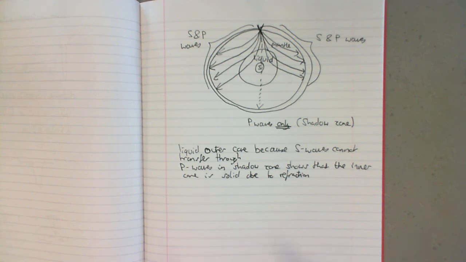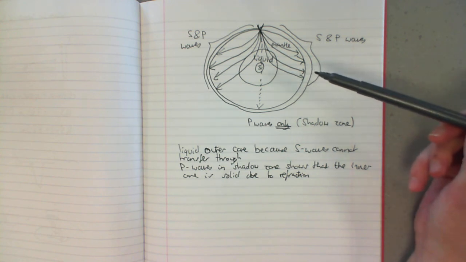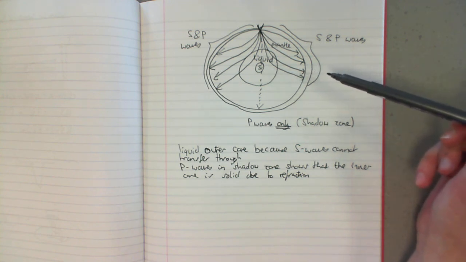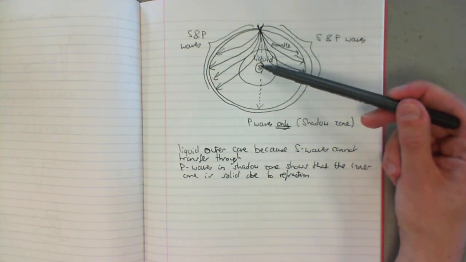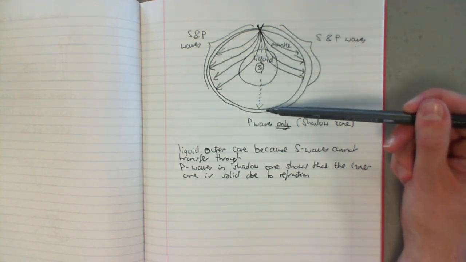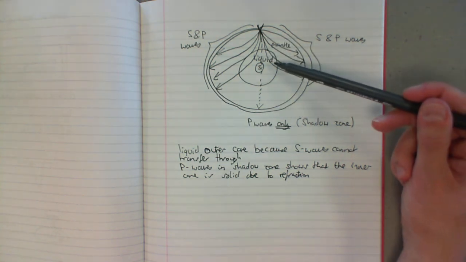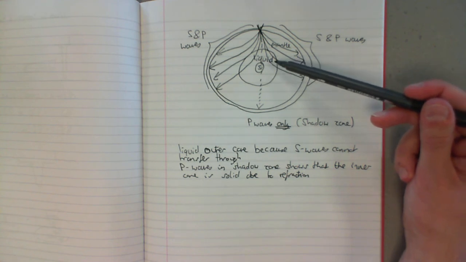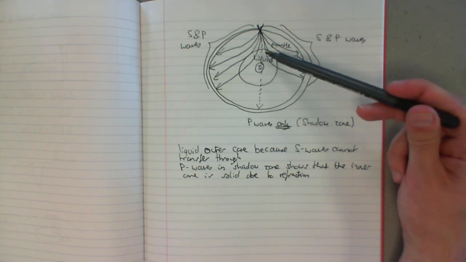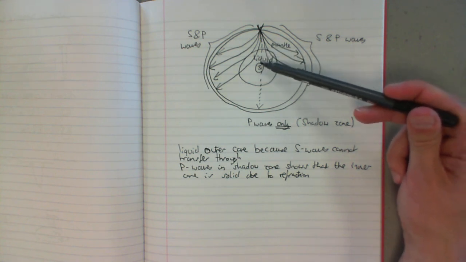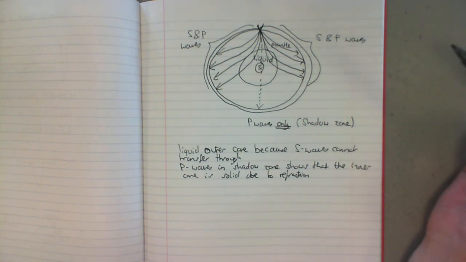It's very complicated, but the key thing to remember is that S waves cannot travel through liquid. P waves can travel through the liquid, so it's only the P waves that make it through to the shadow zone. The fact that S waves cannot travel through the liquid shows that the outer core must be liquid. The fact that P waves can travel through the liquid outer core and the inner core means the inner core must be solid due to refraction.